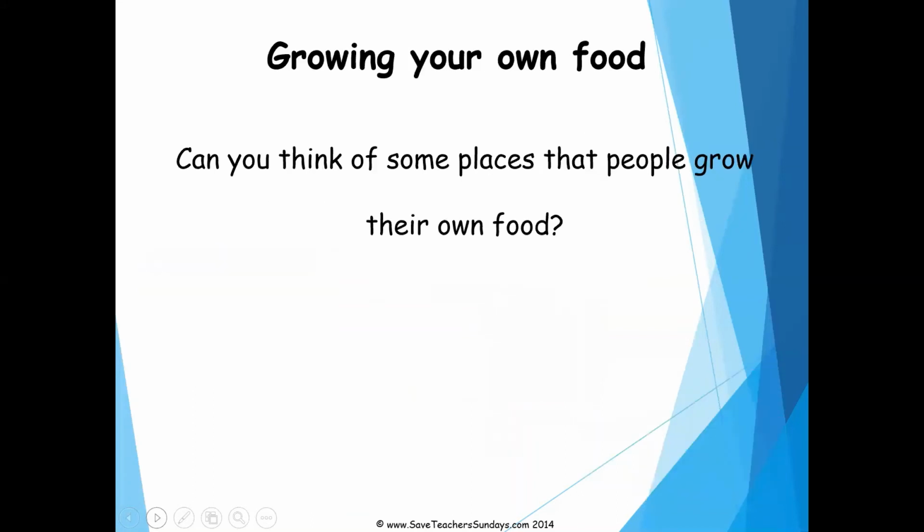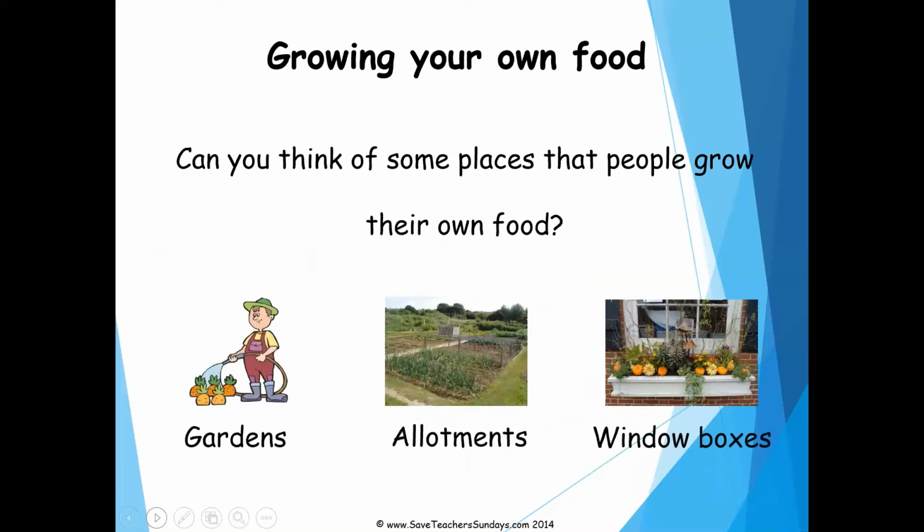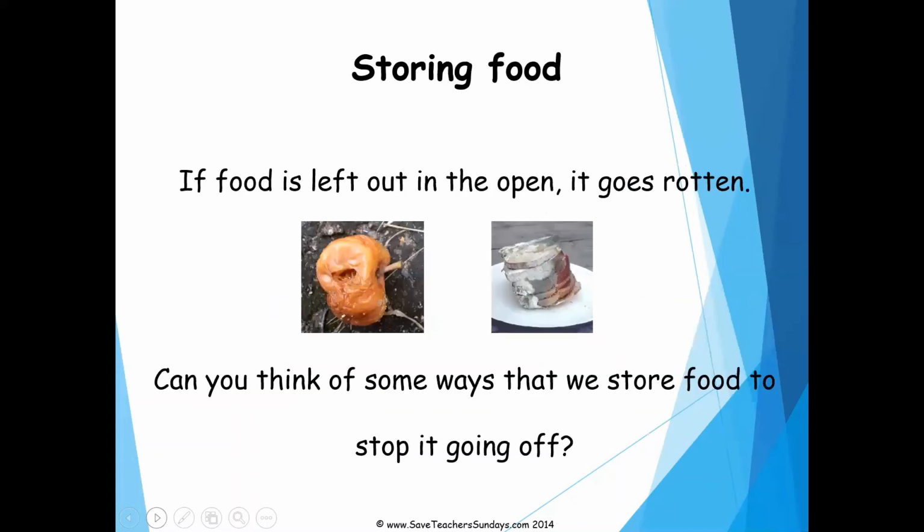Fantastic. Now, let's talk about growing our own food. Have you ever grown your own food? Now, think of some places that people might grow their own food at. Fantastic. Thank you for telling me. Gardens or window boxes or allotments are some of the places that people may grow food at.